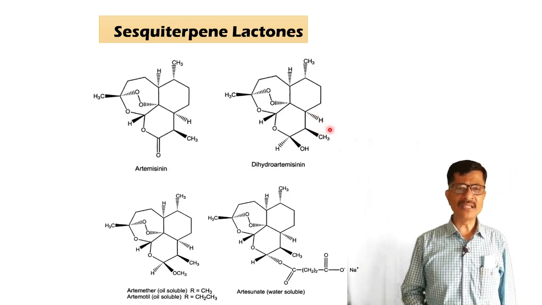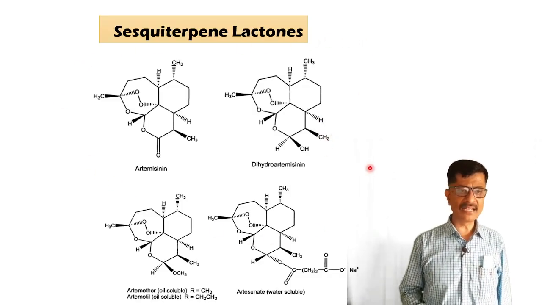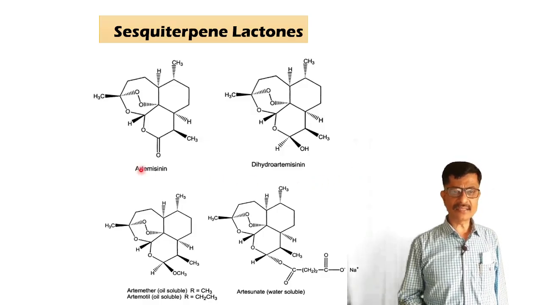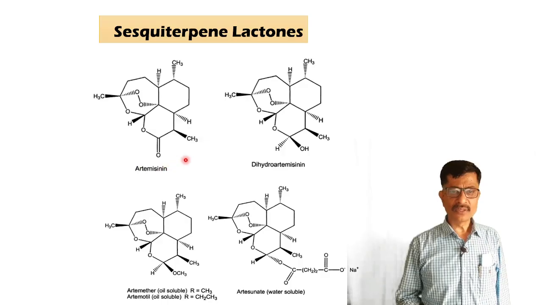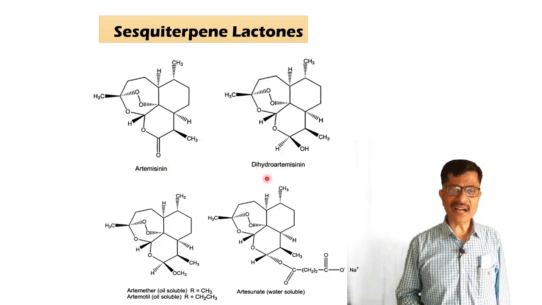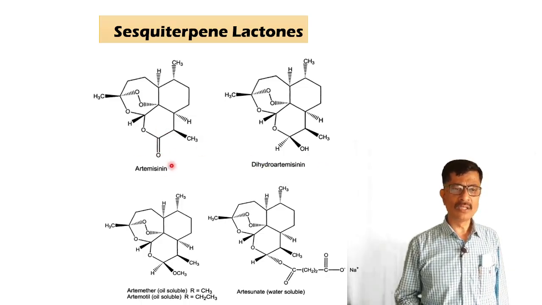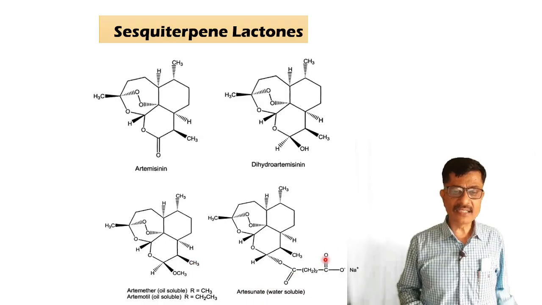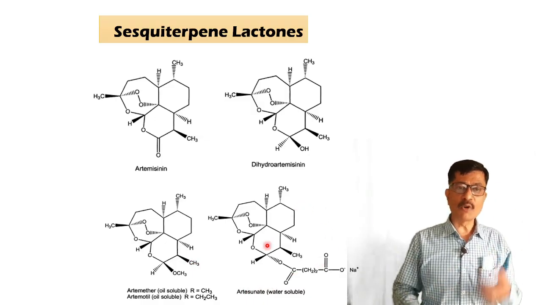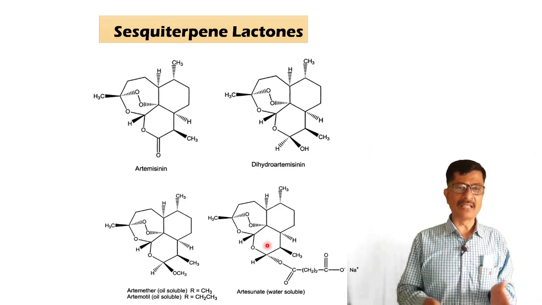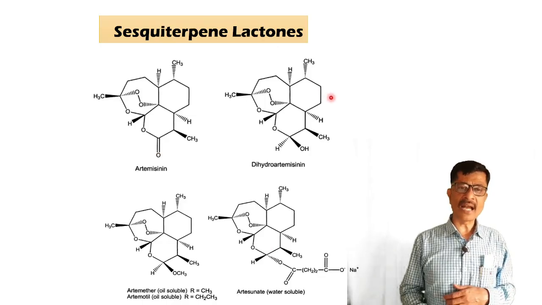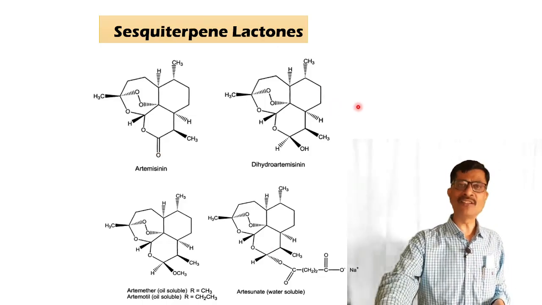The sesquiterpene lactones are newer antimalarials like artemisinin, dihydroartemisinin, artemether and artesunate. Look at this artemisinin: if it is hydrogenated, it is dihydroartemisinin. Look at this ketone, this carbonyl will be converted into dihydroartemisinin. Artemether is oil soluble, whereas artesunate is a sodium salt of this and it is water soluble. So these are various analogues of sesquiterpene lactones which are used as antimalarials, and these analogues are highly stereospecific. Their stereospecificity needs to be maintained to show the desired effect.